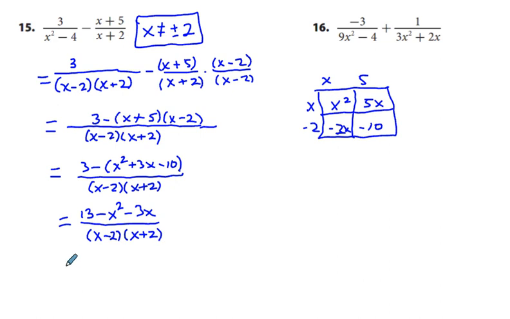And as a final step, I'm going to rewrite our numerator in standard form. We have negative x squared minus 3x plus 13 over quantity x minus 2 times quantity x plus 2. And that's going to be it.